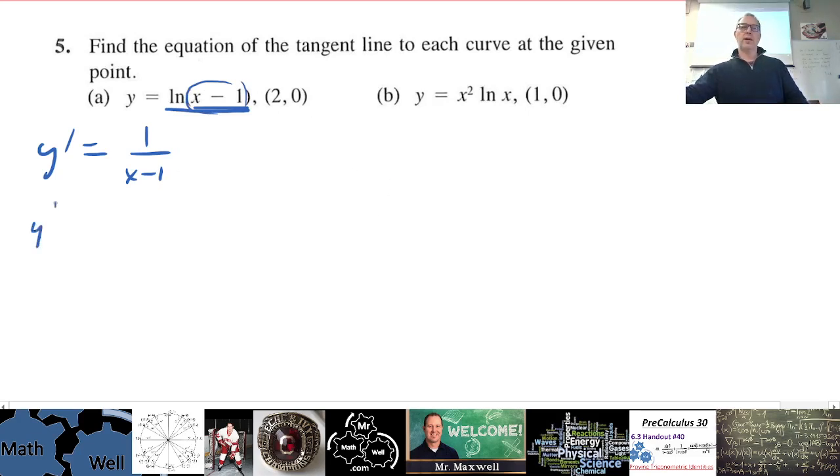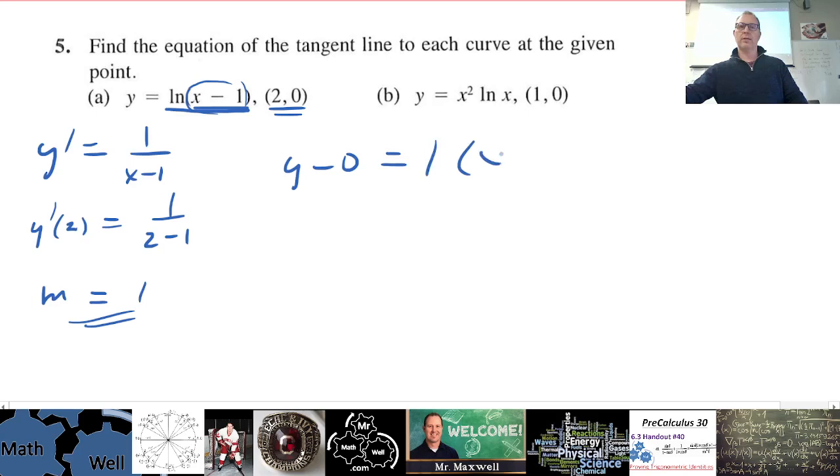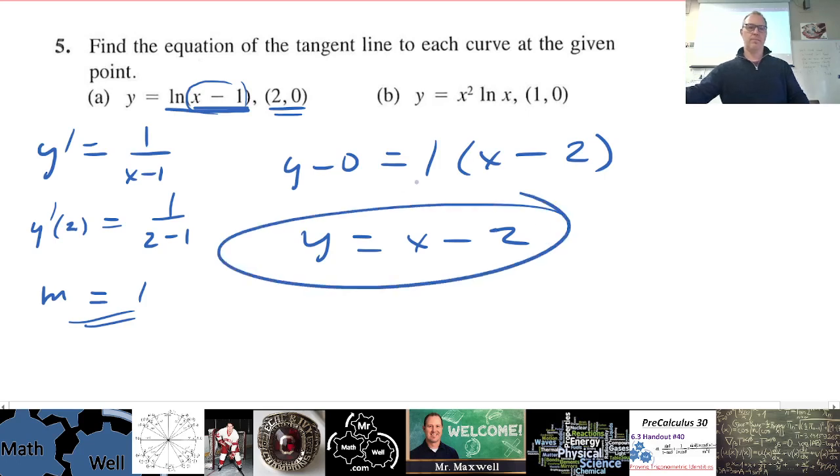So the slope, that is the evaluation of the derivative at x equals 2, because that's the point in question, is 1 over 2 minus 1, or 1. So the slope is 1 here. y minus 0 equals 1 times x minus 2. Simple. y equals x minus 2. That's beautiful. There we go, right? Boom, done.